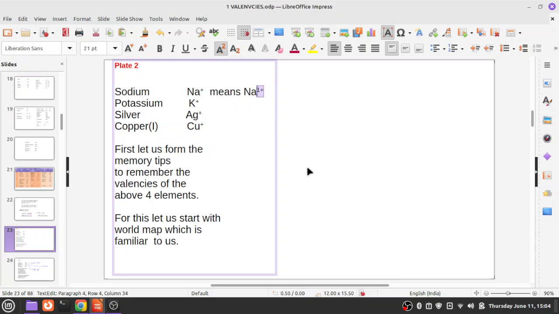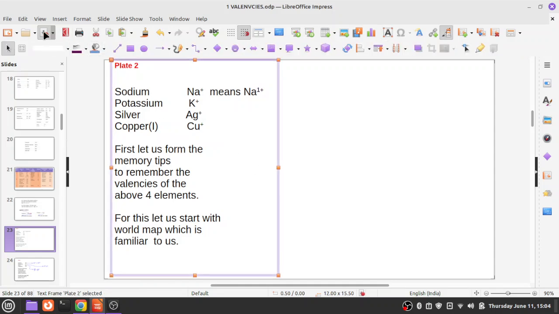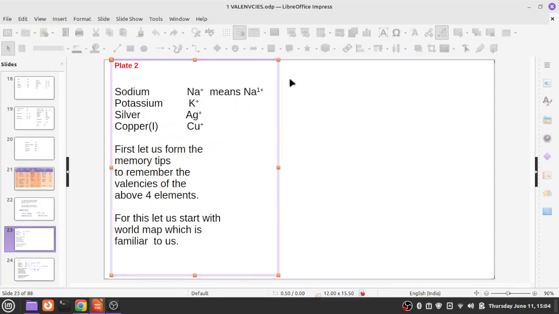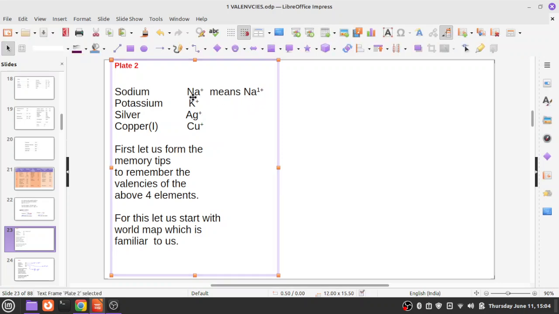So Na plus means Na1 plus. Usually we don't write 1, and so simply write it as Na plus. Similarly, potassium K plus means K1 plus. Argentum, silver, is Ag1 plus, and copper Cu1 plus. So let us first form.